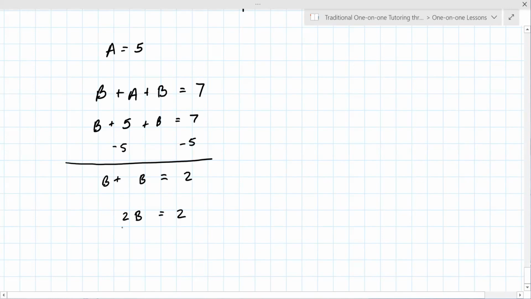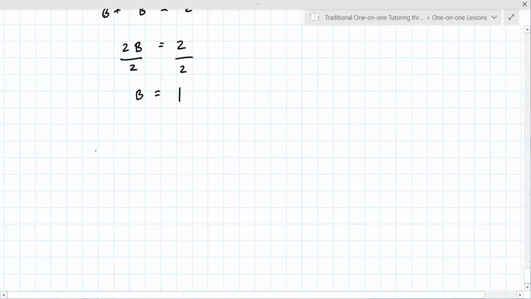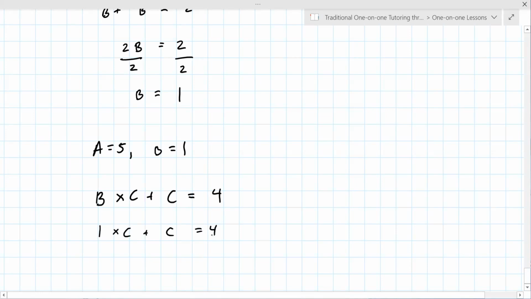So what does b equal? B equals 1. Right. So far we have a equals 5 and b equals 1. So our last line of this problem is b times c plus c equals 4. So if b is 1, 1 times c plus c equals 4.